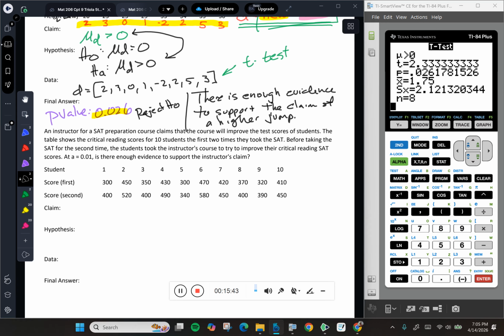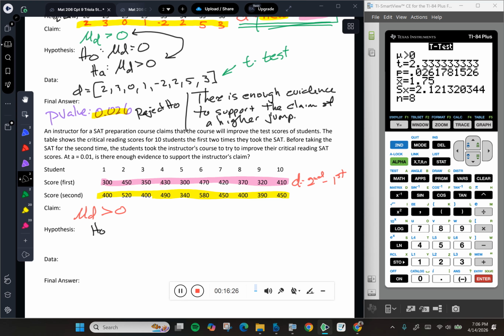Okay, so if the prep course works, these numbers should be bigger than these numbers. So if I define D to be the second time they took the test minus the first time they took the test, then claiming that the course works would mean that the mu sub D should be greater than 0. You'll find that in a lot of these dependent ones, 0 shows up.